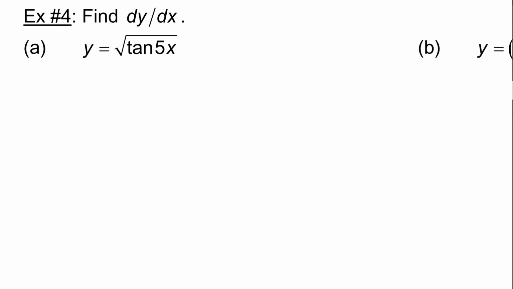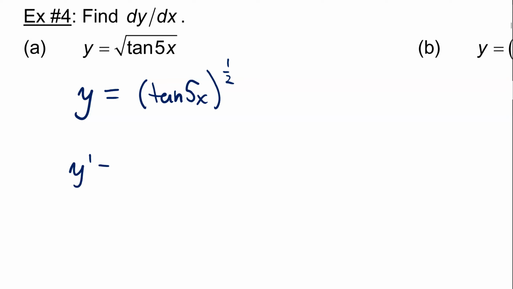Yeah. Okay, so I'm going to rewrite this in terms of a power. y equals tangent of 5x to the 1/2 power. So if I want the derivative, we start with the outer, which is with the exponent. So you bring down 1/2, and then you have to subtract 1 from the exponent. So 1/2 minus 1 is negative 1/2. Okay, cool. So now we have to work our way in.